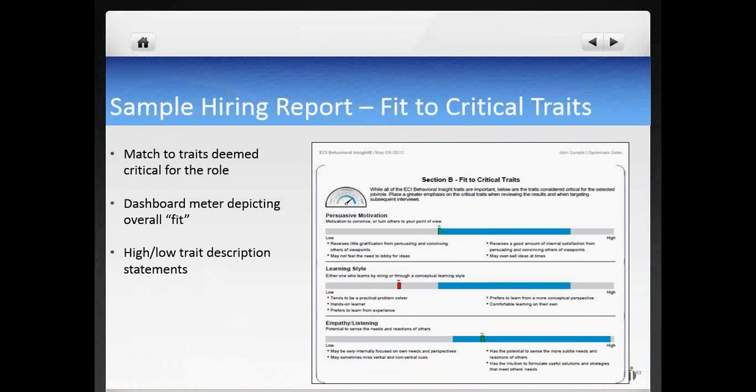So this is a section of a Behavioral Insight report that analyzes the fit of the candidate with the traits that are critical for the role. And it also provides low and high trait description statement and a dashboard method depicting the overall fit, which will facilitate the interpretation.